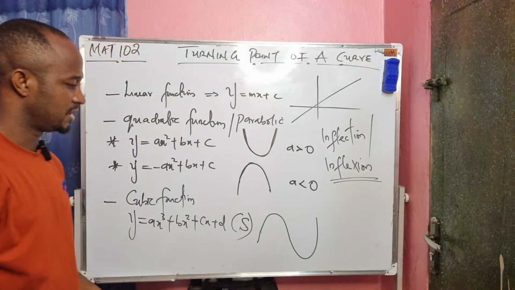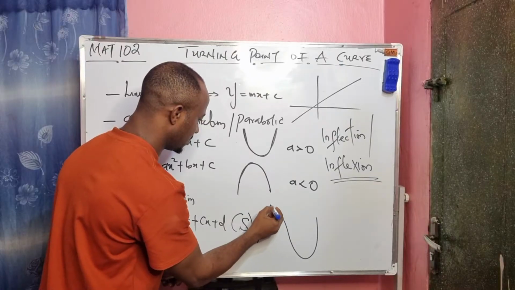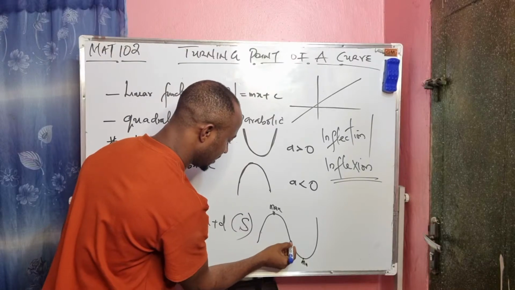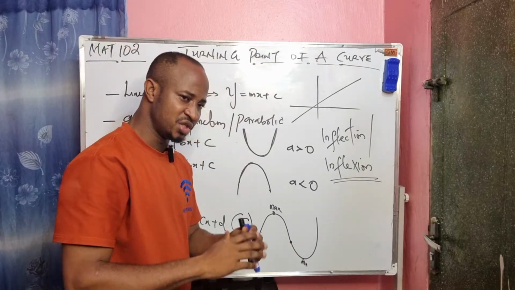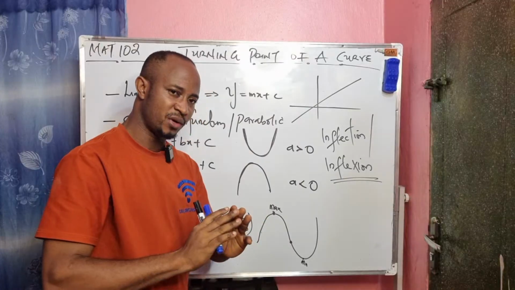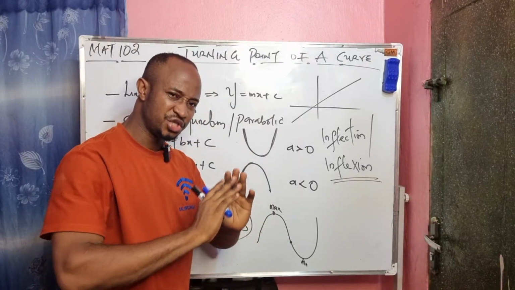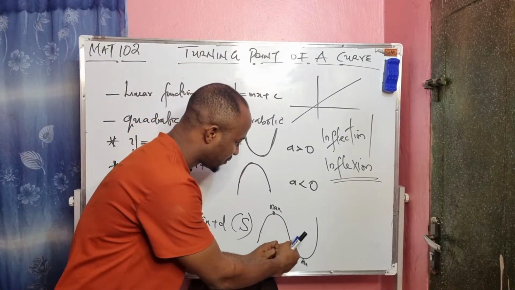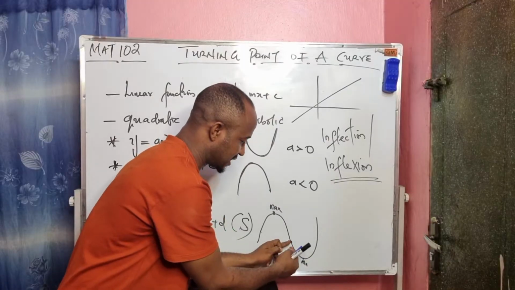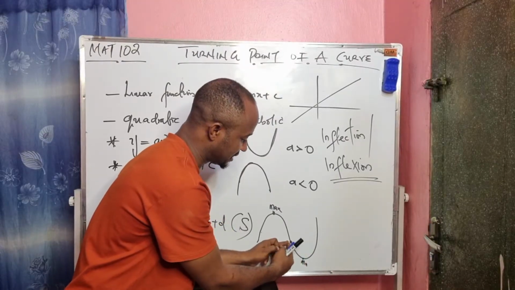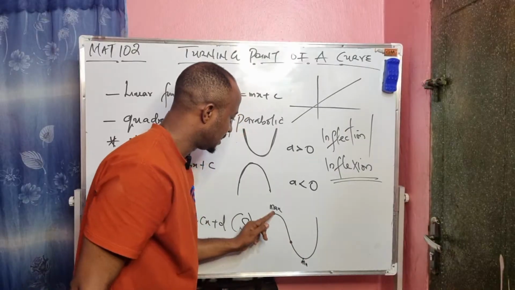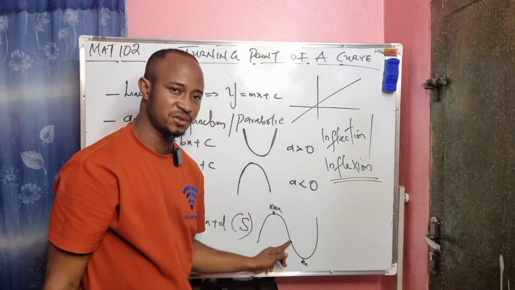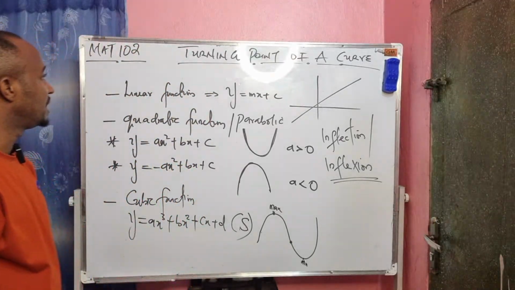I have this point here called the maximum, don't forget. This point is called the minimum. Then this point here, the point where the curve changes its curvature, as if it's changing direction, is called the point of inflection. I have the maximum point, I have the minimum point, I have the point of inflection. All right, so let's look at this now.